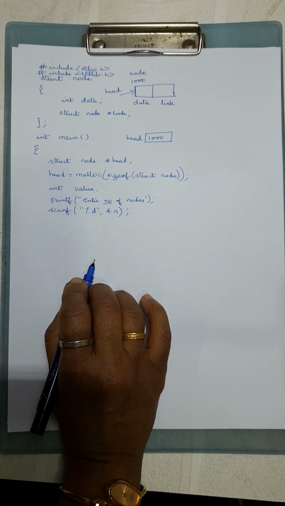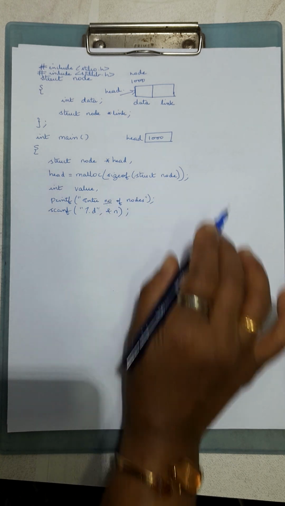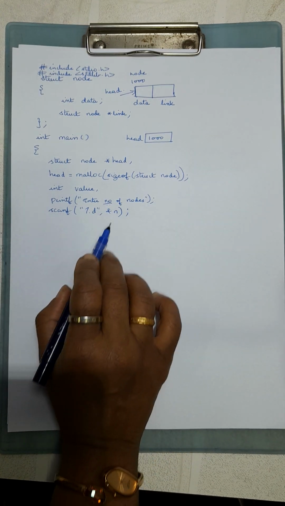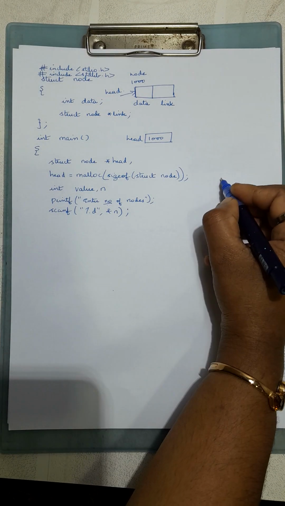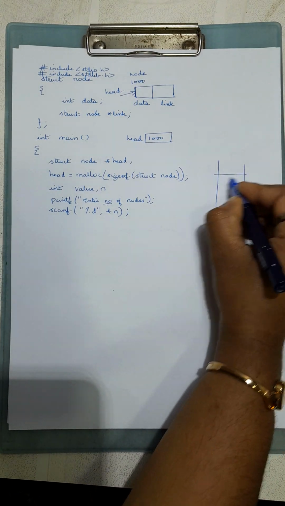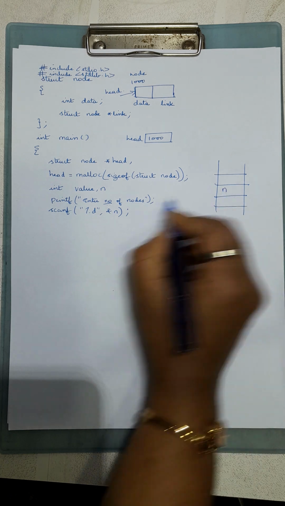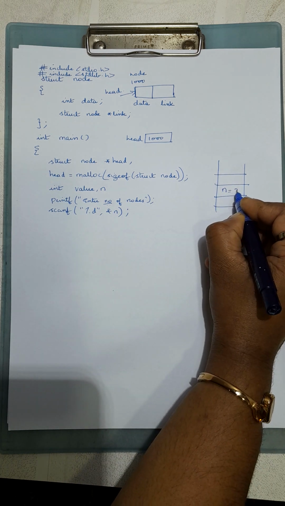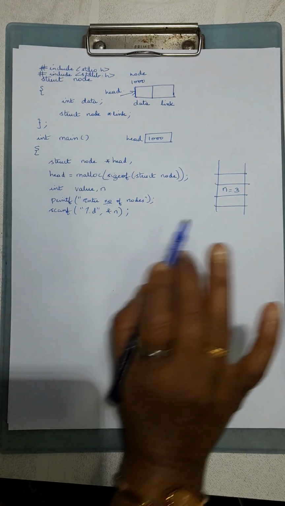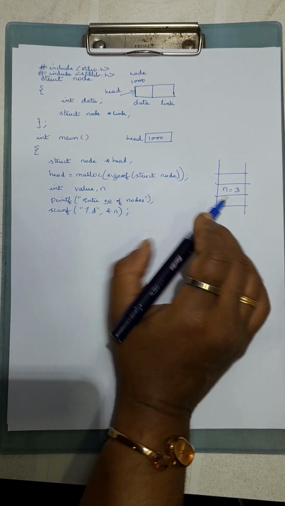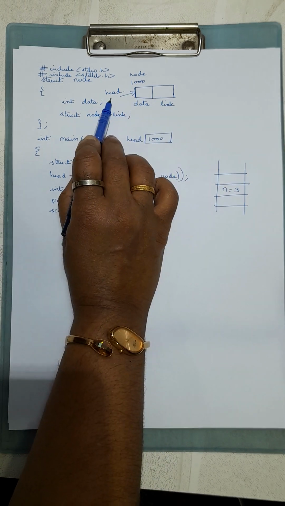For simplicity, I've given the number of nodes as 3 when I'm tracing the code. In general, it will be number of nodes n. So I have to declare variable n also here. Fine. So in the memory, what will happen when n is declared? Suppose I give the n value as 3. So now n is equal to 3. Now I've created the first node, called the head node.